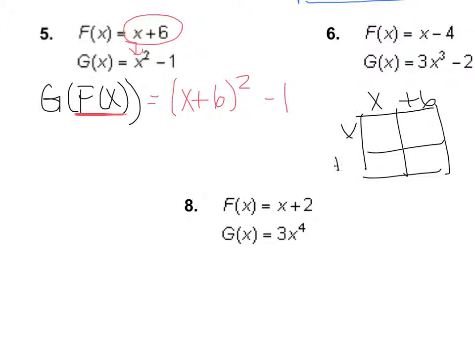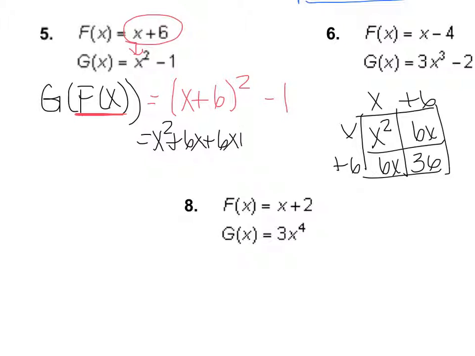So I have x plus 6 times x plus 6. X times x is x squared. 6 times x is 6x. 6 times x is again 6x. And 6 times 6 is 36. So I have x squared plus 6x plus 6x plus 36. And I have to bring down my minus 1. And that's my second row for g of f of x.